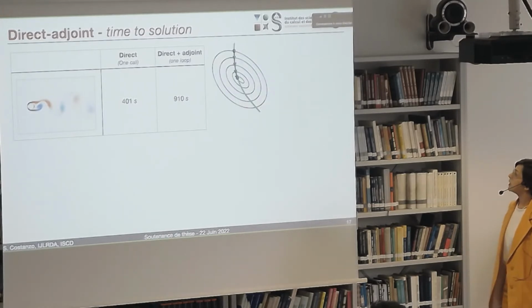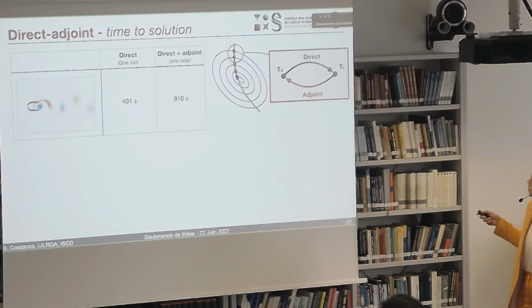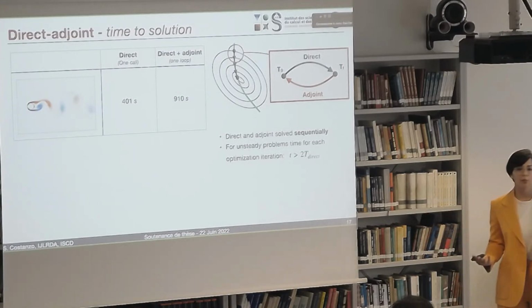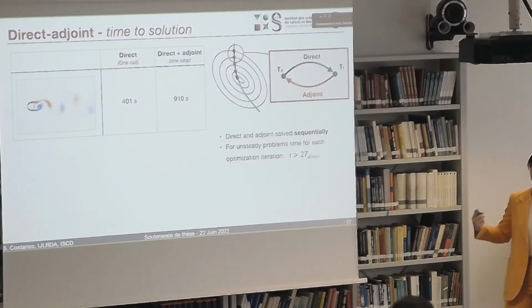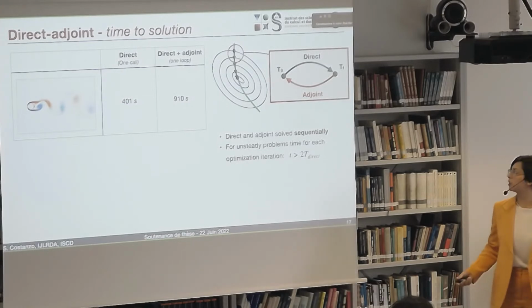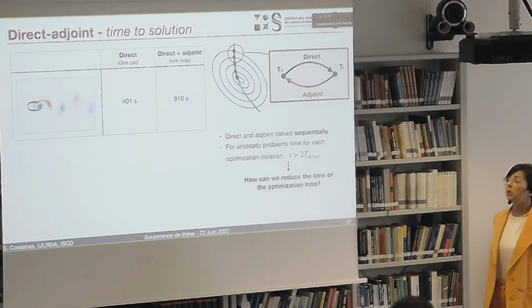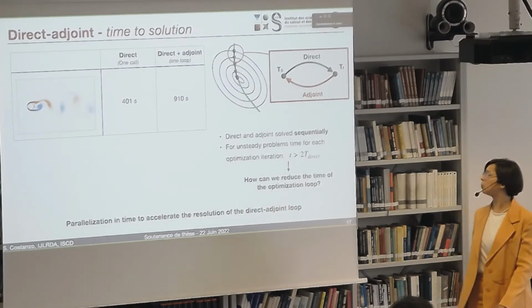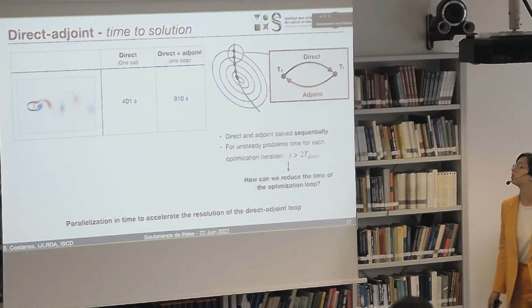This is because, as I said before, each one of these iterations implies that we have to solve the direct problem from T0 to T final, and the adjoint problem from T final to T0. The adjoint cannot start before, because to build the adjoint, we need to know the direct solution for the linearization. This implies that the direct and adjoint are solved sequentially. So for a steady problem, the time needed to solve the loop is at least twice the time needed to solve the direct. We wanted to minimize this time, so we use parallelization in time to accelerate the loop computation.